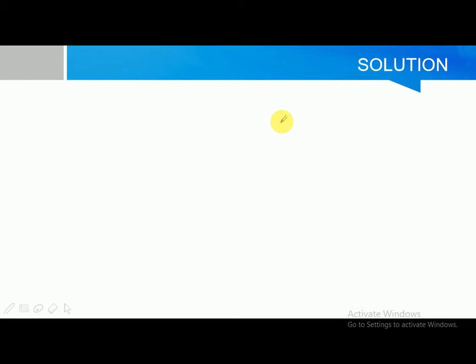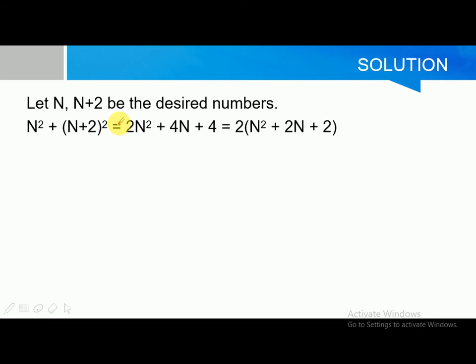Moving towards the solution. The first and very basic step is to assume that the two numbers are n and n plus 2. Then we need to find the summation of the squares of these numbers. If you find n square plus n plus 2 whole square, you get 2n square plus 4n plus 4, because n plus 2 whole square can be expanded by the a plus b whole square formula.